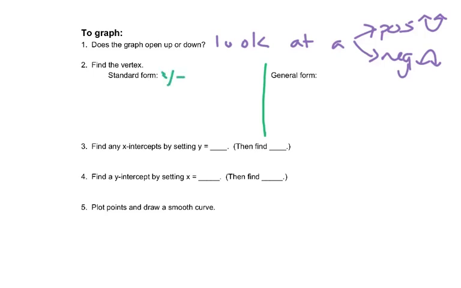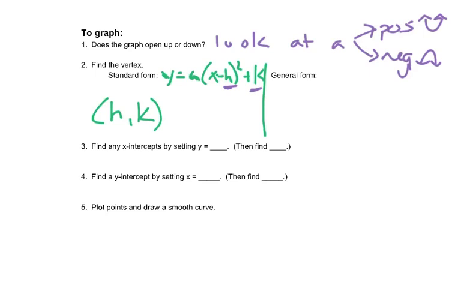If it's standard form, and remember that was y equals a times (x minus h) squared plus k, then the vertex is just (h, k). Remember from our last chapter that h is telling us to move left or right, and k is telling us to move up or down, and so that's how we get the vertex.